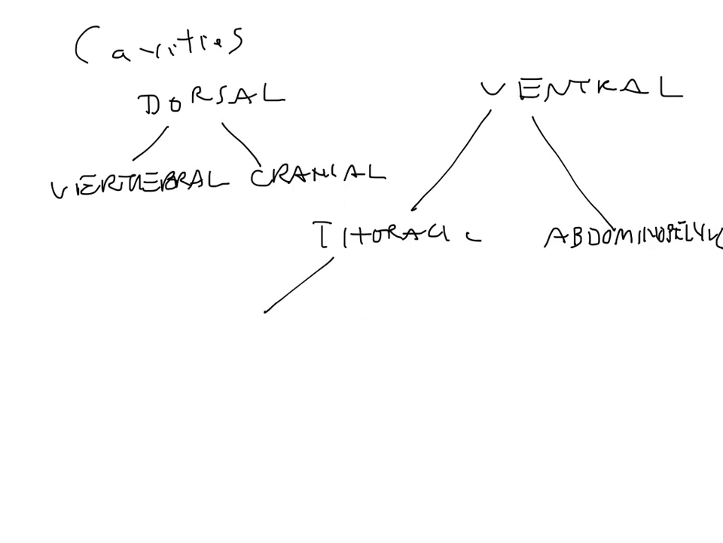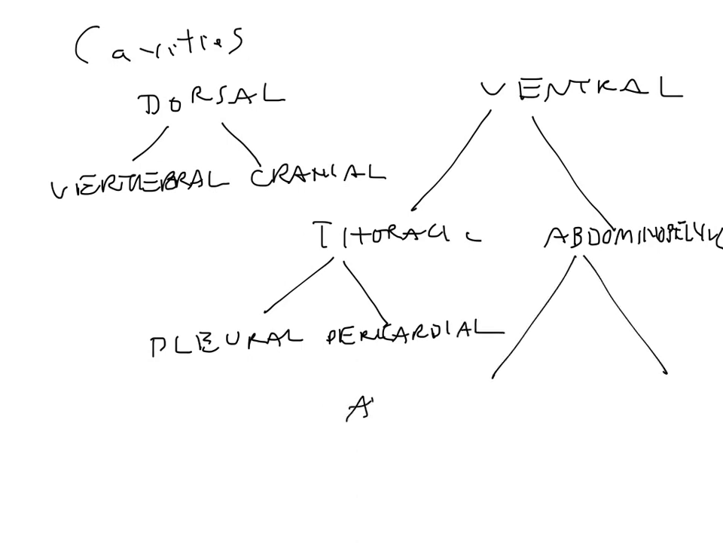The thoracic cavity is further subdivided into the pleural cavity and the pericardial cavity. And obviously the abdominal pelvic cavity is broken down into the abdominal and the pelvic. You should have an idea of an example of an organ contained within each cavity.